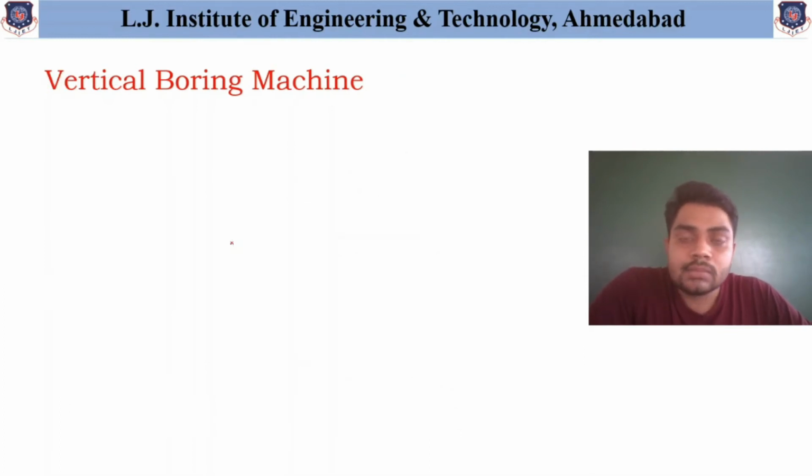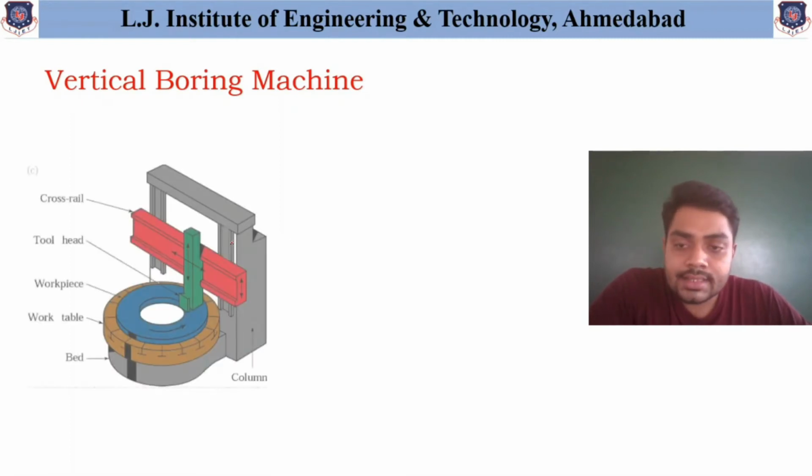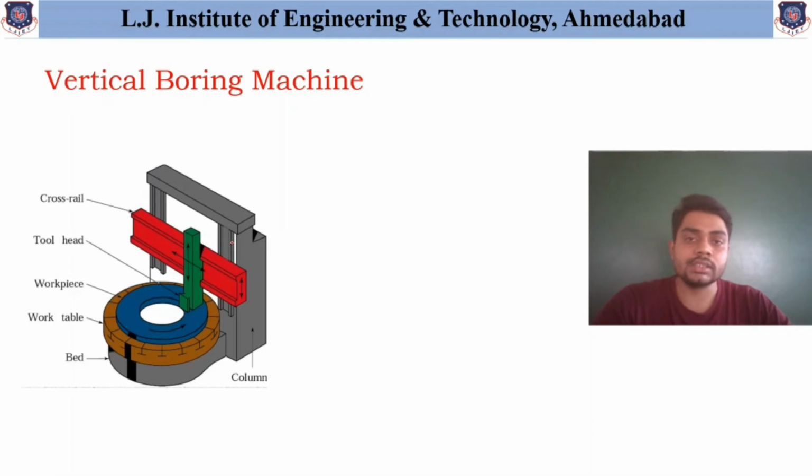Now we will discuss the vertical boring machine. Let us have a look at a simple figure of this vertical boring machine. As you have seen in the case of the horizontal boring machine, the tool is rotated in the horizontal plane, and this tool is provided on the headstock in the horizontal direction. Now we can simply say that if the rotation direction of the tool is in the vertical direction, then that machine is also called a vertical machine.